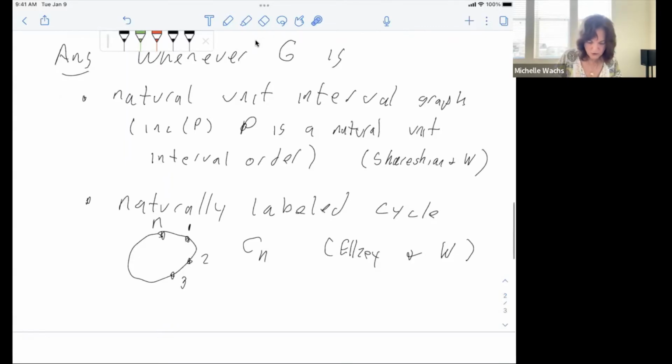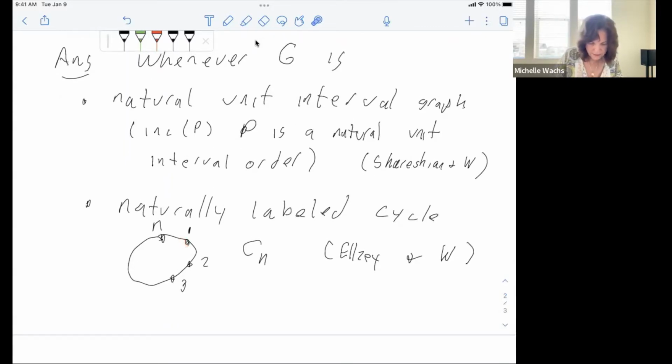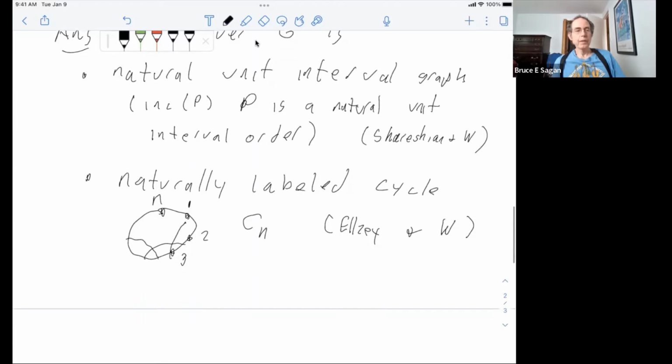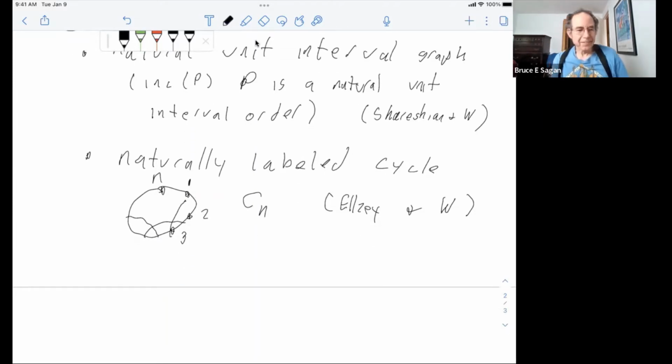So if I were to do something like this, add edges like that, that doesn't work. Okay, interesting. Thanks.